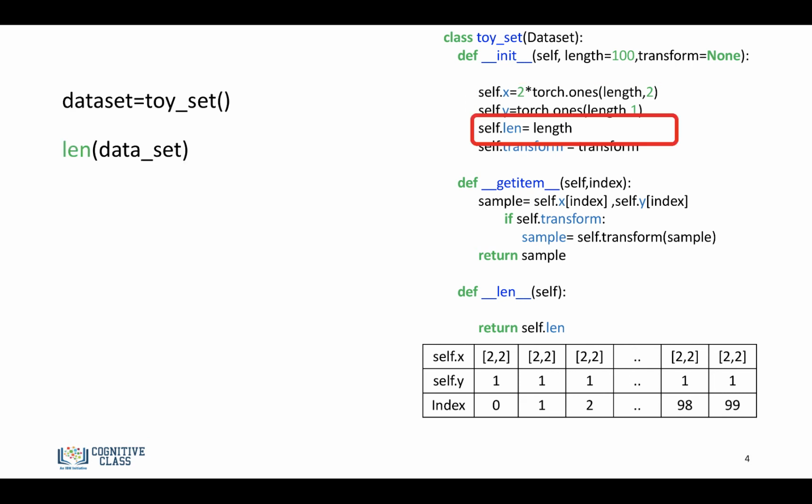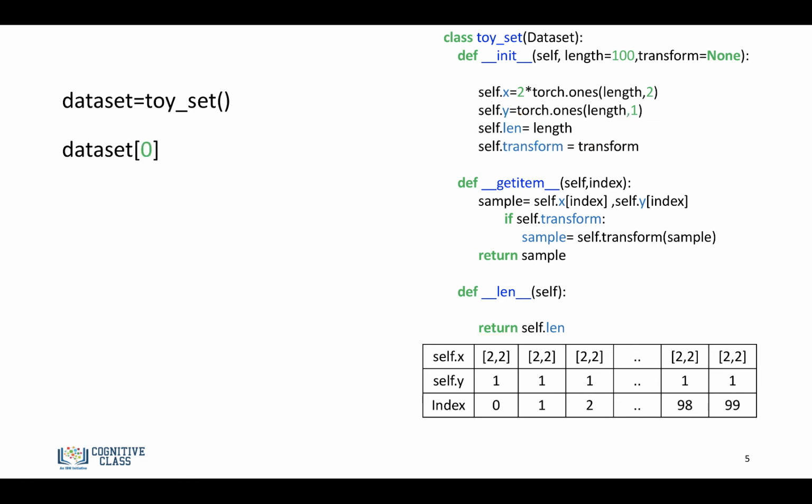When we call the length of the dataset, as you recall in the constructor, we assign the attribute self.length to the actual length of our dataset. And because we overrode the method __len__, it'll jump to this and return the length.